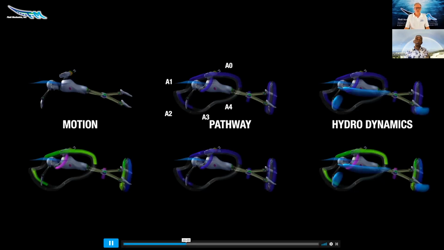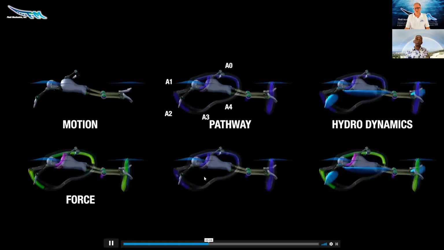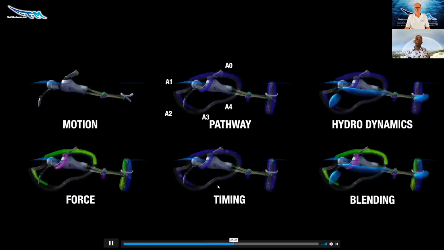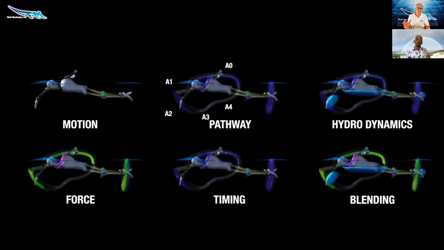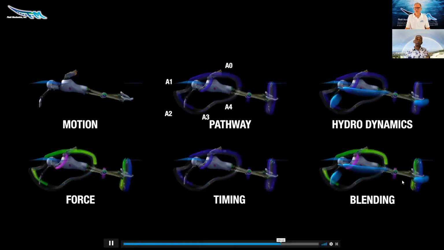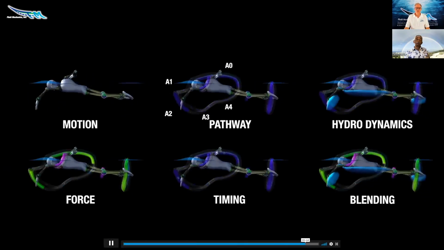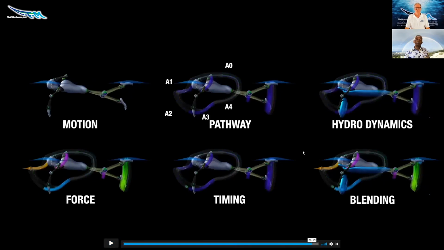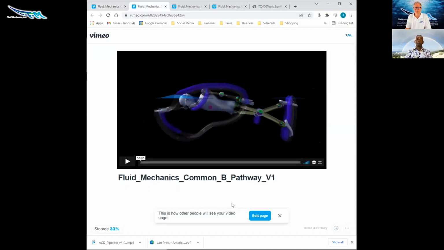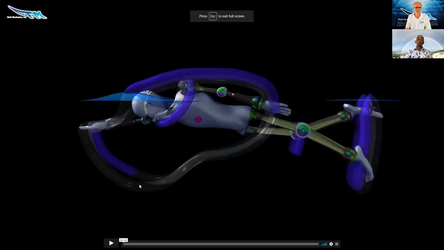Here we have next, so this is a force. Here we have the timing, and that's how things are being put together and relating to each other, and then blending, which is everything all together, right? So everything combined. Great. Let's go ahead and we're going to move over here into our pathway, and we're just going to make sure everybody can see how the pathway is built.